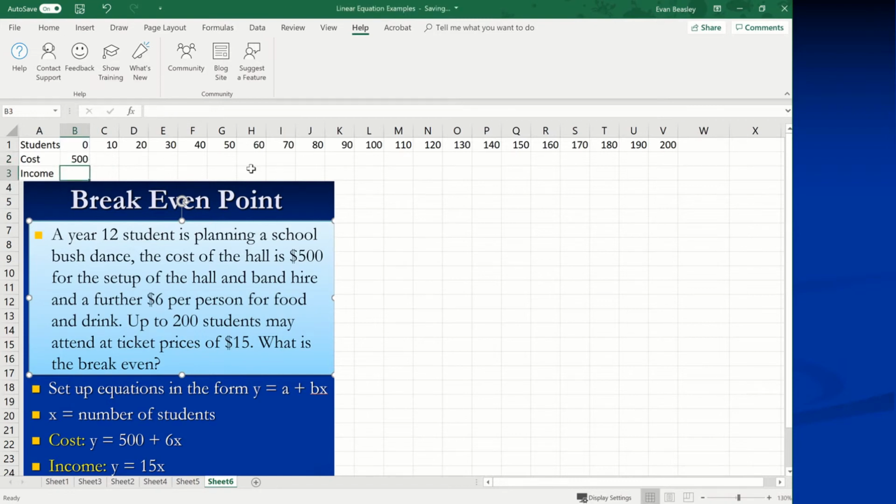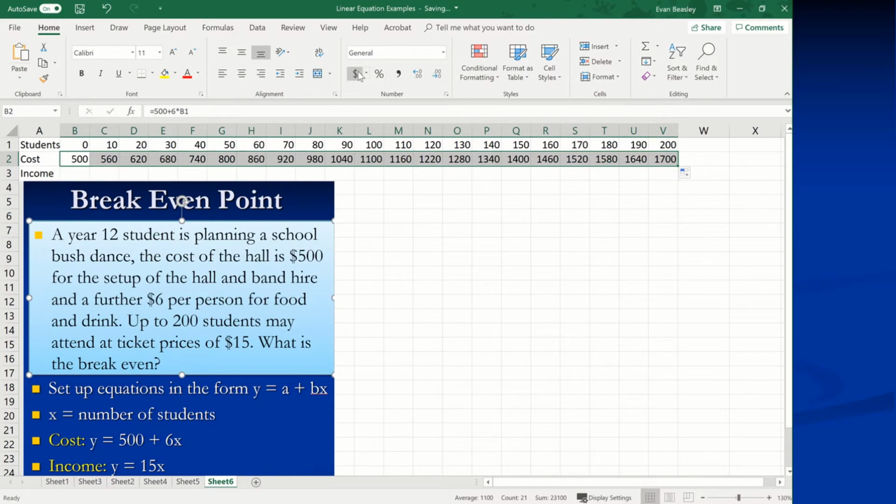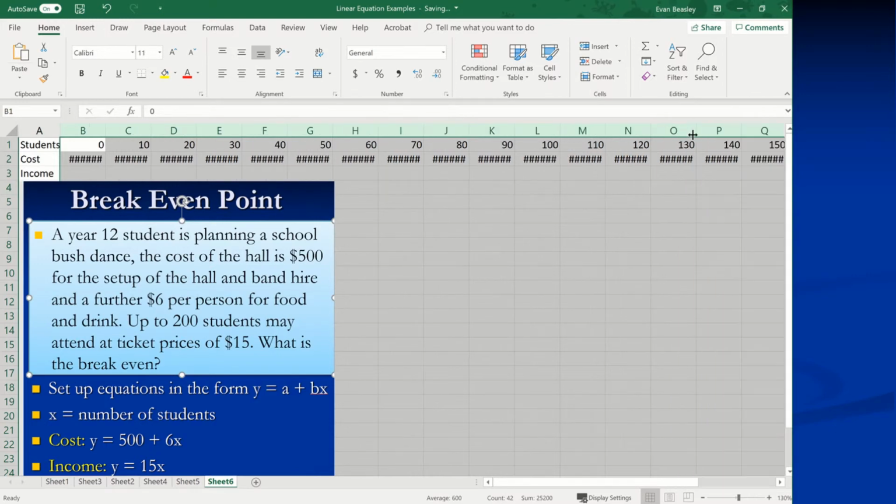And so for 0 students, well, that makes sense, it's going to be $500. Now, once I've set that formula up, I can just left click and drag over. And let's just make that into dollars format. Okay, and that's a little bit too small, so we'll just drag that out. Oh, that's just not nice. I'll just take it off then.